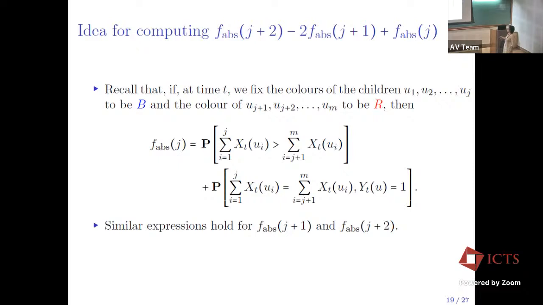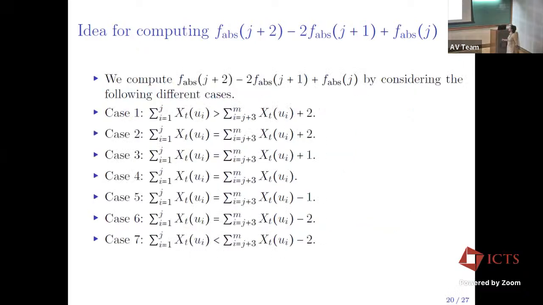Okay, so for this case, for example, it will run from 1 through j plus 1, and this will run from j plus 2 to m, and so on. So when computing this quantity, we basically split things into a few different cases, and that actually helps us eliminate a lot of possibilities. So for example, case 1 and case 7 turn out to leave no contribution to this computation.